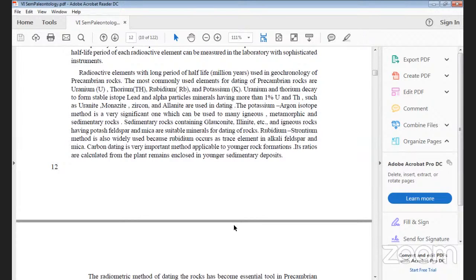And again, one more is carbon dating. It's also a very important method, applicable to younger rock formations. The ratios are calculated from plant remains, which are enclosed in the younger sedimentary formations.